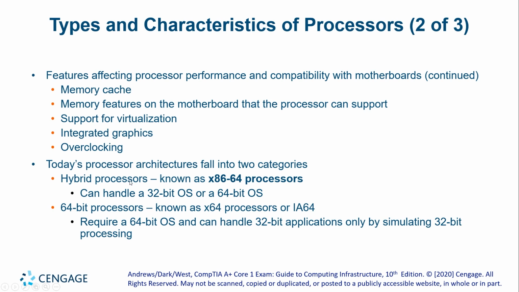Basically, hybrid processors are focused on 64-bit. However, they can also handle 32-bit natively. 64-bit processors, or x64, are specifically 64-bit, and the only way that they can handle 32-bit applications is by emulating or simulating a 32-bit processor.